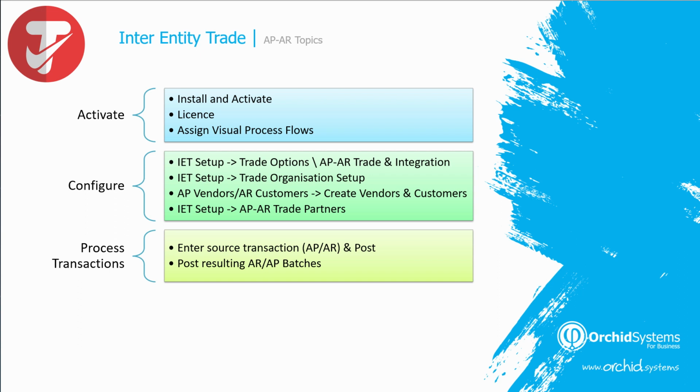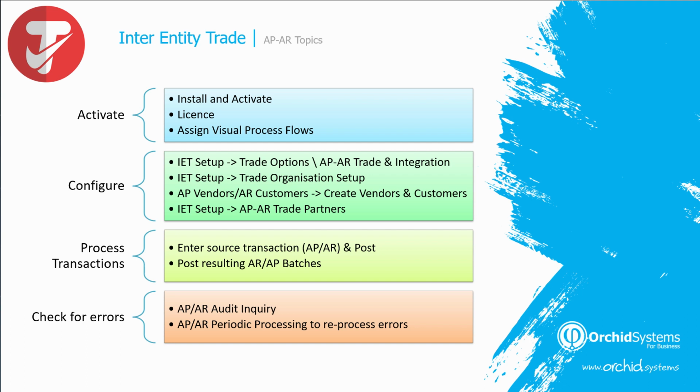And then we're going to process transactions, AP and AR transactions, and when we post them, we're going to see the resulting AR and AP batches either in the same source company or in the target company, depending on our configuration. And we're going to see the APAR audit inquiry, which keeps track of the batches created in target databases and/or the errors that have occurred. And once the errors have been fixed, we can use the APAR periodic processing to reprocess the errors.